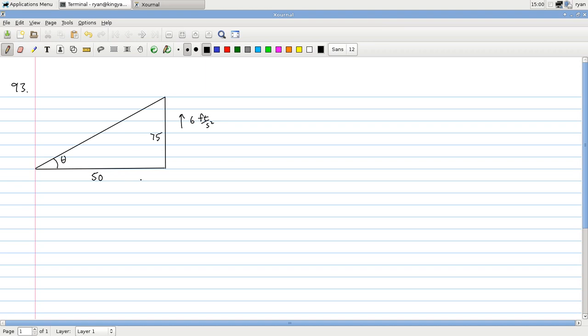So first I see we have a right triangle. So let's go through and find this third side first. We have that a squared plus b squared equals c squared. So 50 squared plus 75 squared equals c squared. We evaluate this and we get that c is 25 radical 13. So that's the length of this third side, 25 square root of 13.